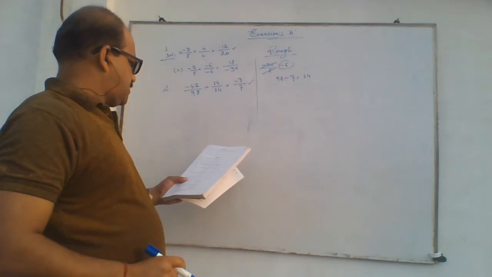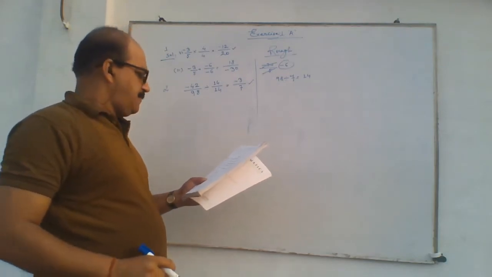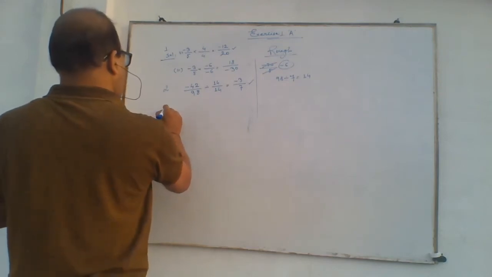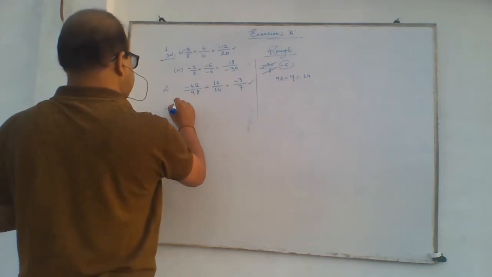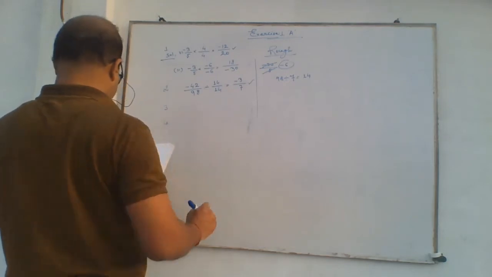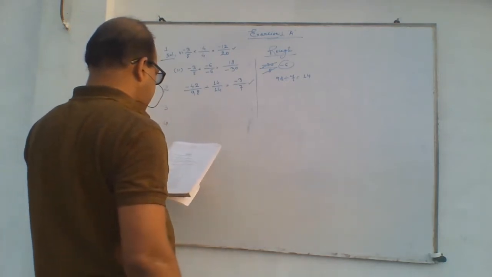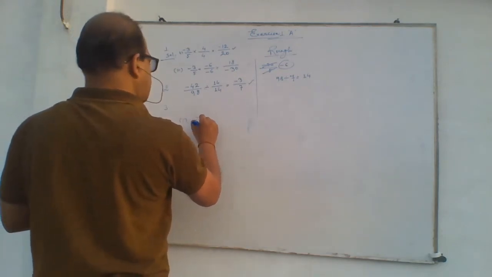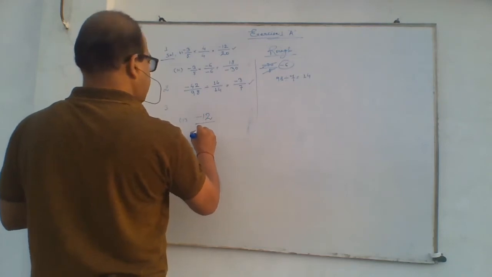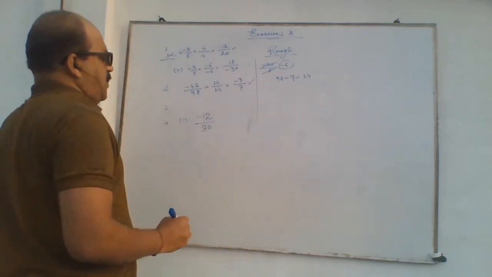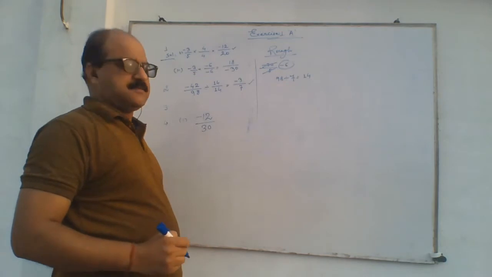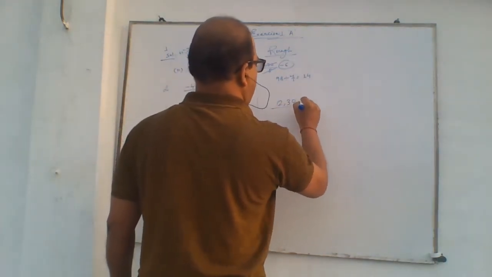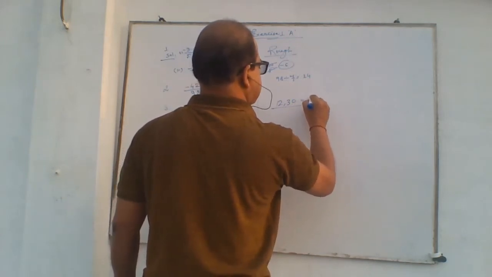All such types of questions we will try to do. Now question number 3 is the same way; 3 we will do by this method. Question number 4. Express each of the following rational numbers in standard form. Minus 12 by 30. Here we have to find the common divisor of 12 and 30. The common divisor of these numbers is 6.